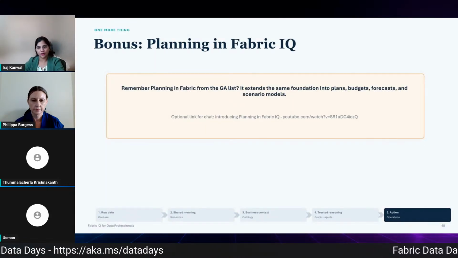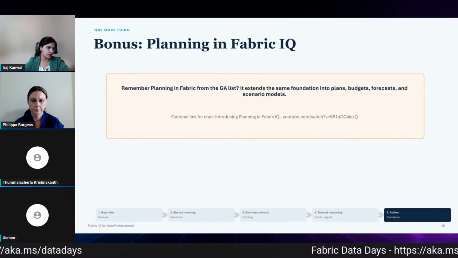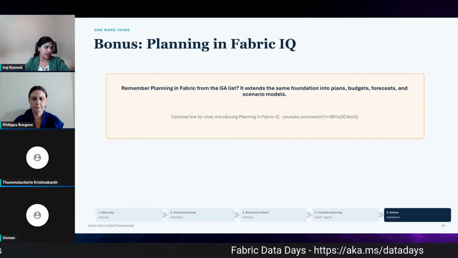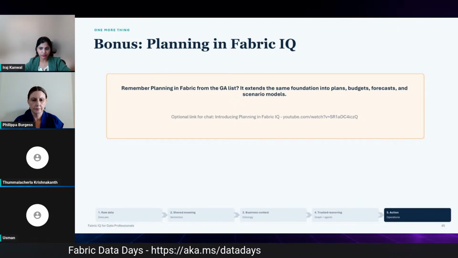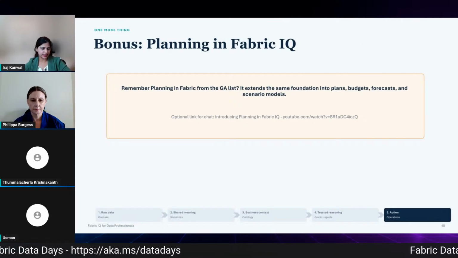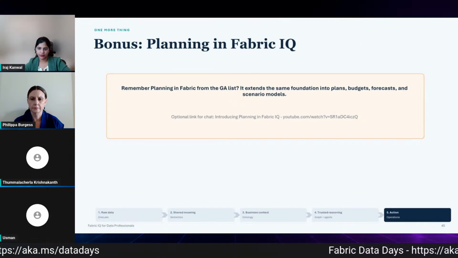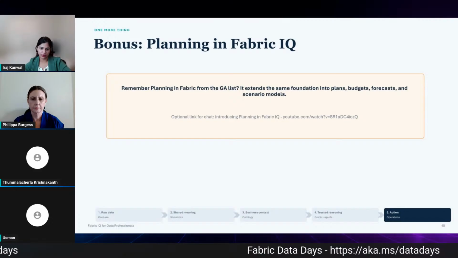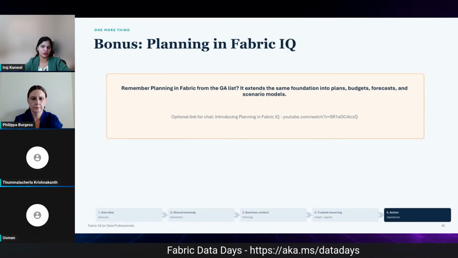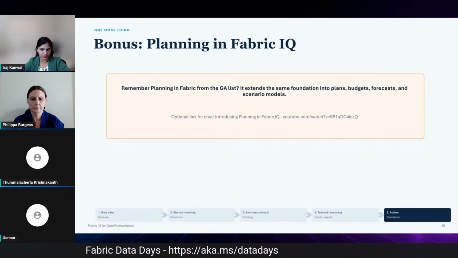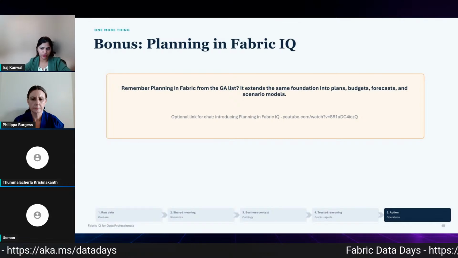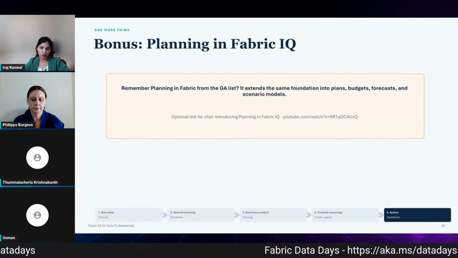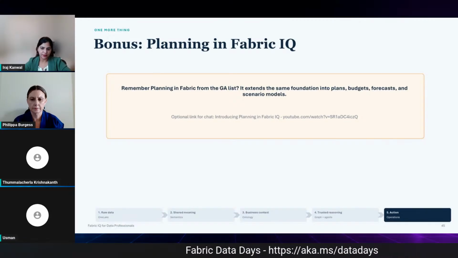One thing that we saw in one of the slides where we were showing the timelines was that one of the features was planning in Fabric IQ. Planning extends the same foundation as the ontologies and the operational context, but it is more about budget, forecast, and plan scenario models. So if you have a use case where you want to analyze the budget, forecast, or plans, that is something you can use the planning feature in Fabric IQ for.